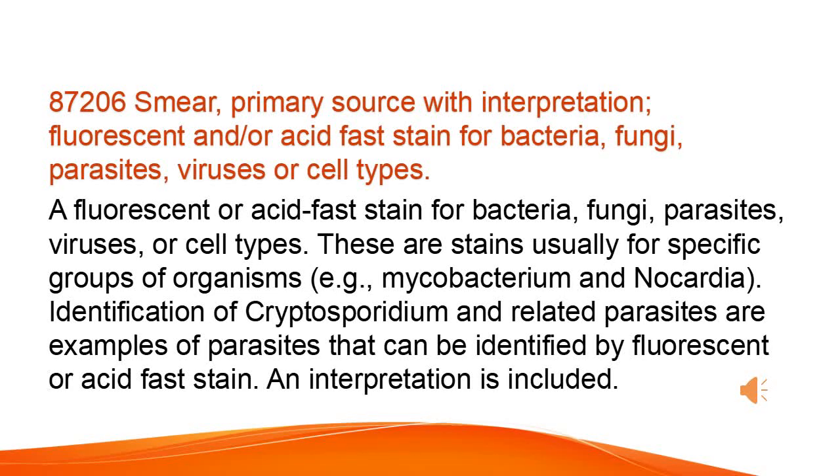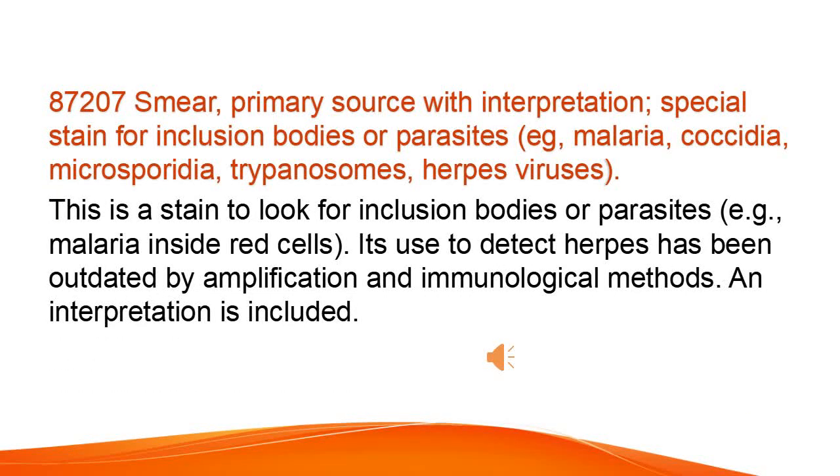Smear, primary source with interpretation, special stain for inclusion bodies or parasites, e.g., malaria, coccidia, microsporidia, trypanosomes, herpes viruses. This is a stain to look for inclusion bodies or parasites, e.g., malaria inside red cells. Its use to detect herpes has been outdated by amplification and immunological methods. An interpretation is included.